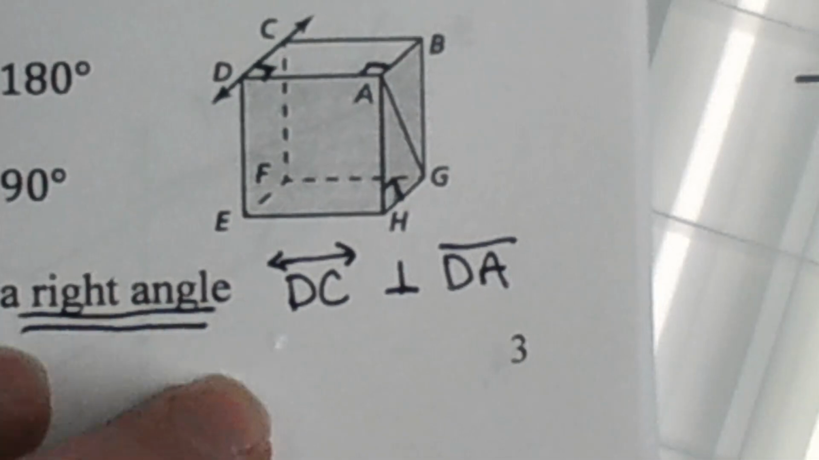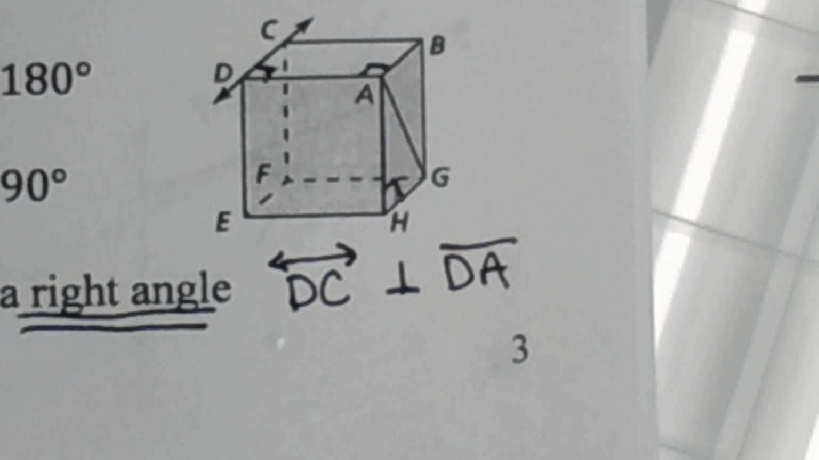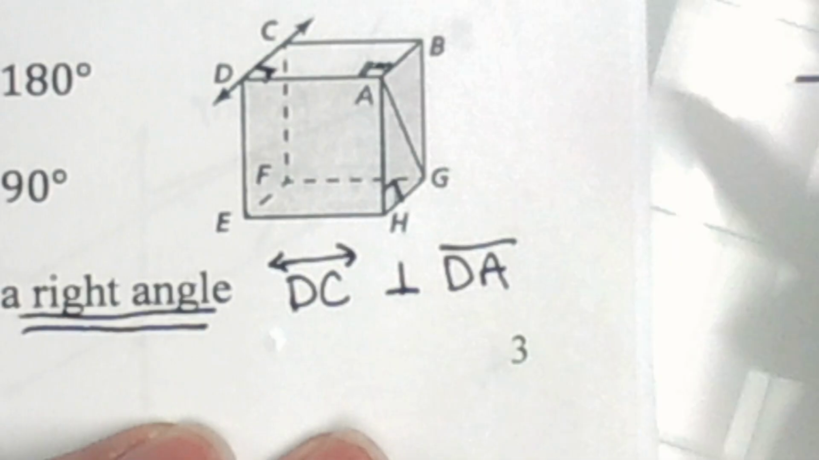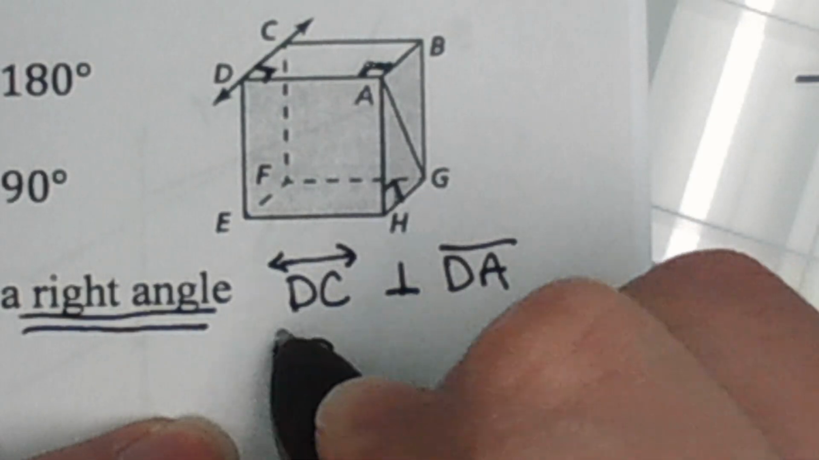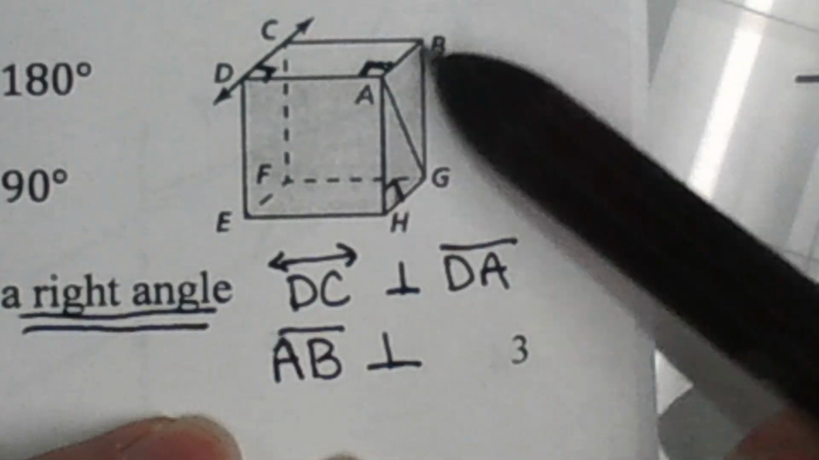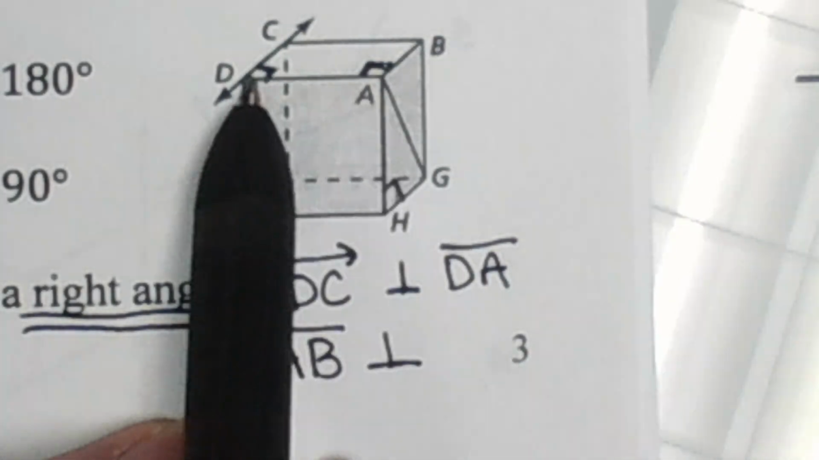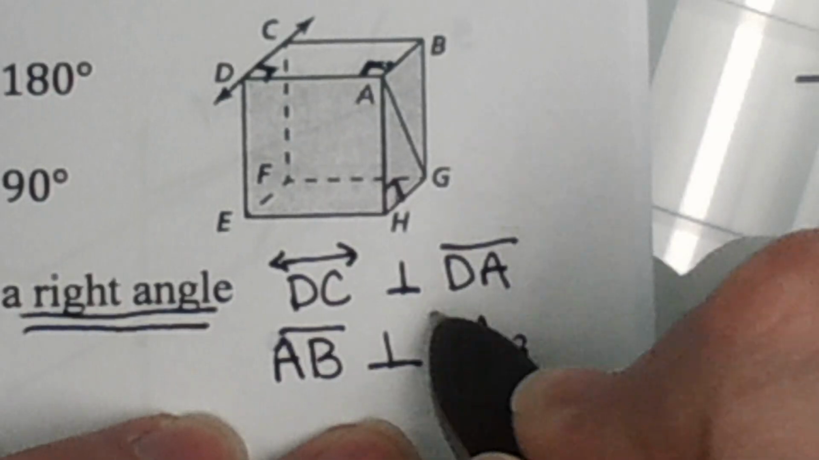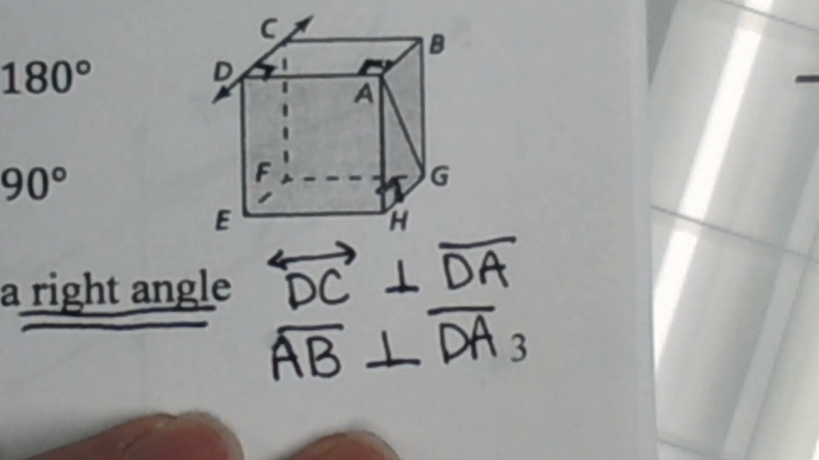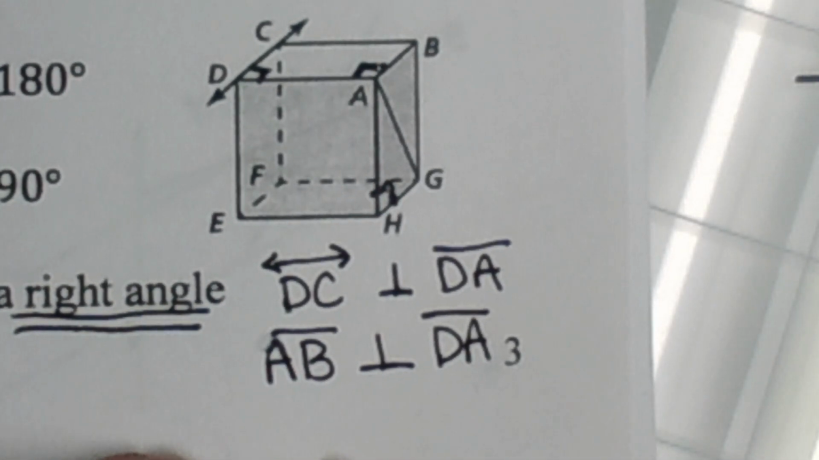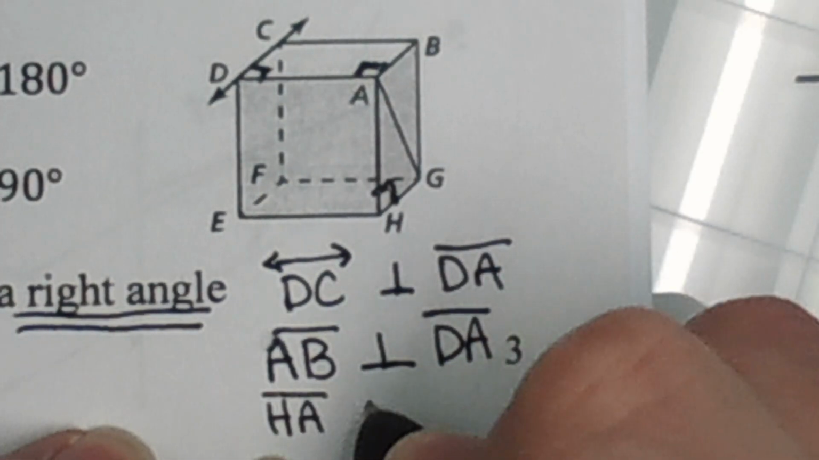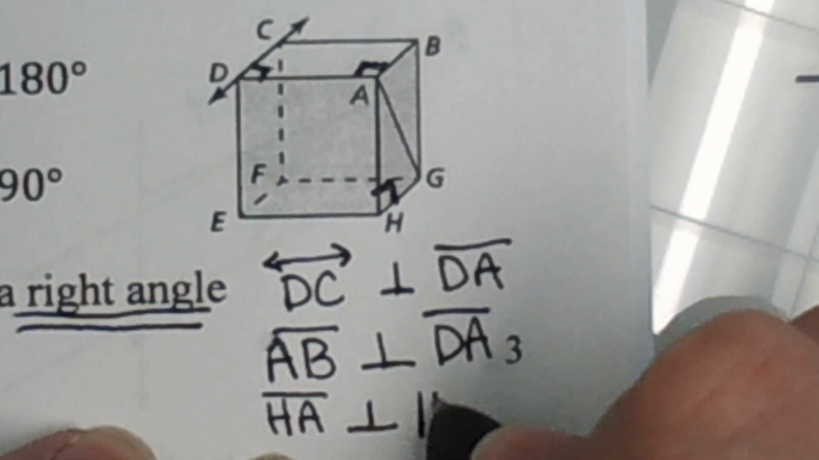Are there other things perpendicular in this picture that you can see? No? Find the other right angle. There's one right here. AB is perpendicular to the part that makes up the other half of that right angle, this, DA. There's also this one here. This part, say J, is perpendicular to this part, which is HG.